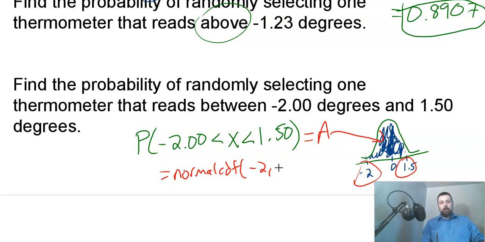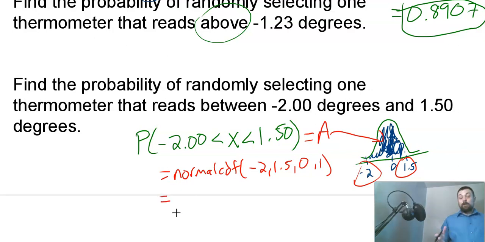The upper bound is 1.5. The mean is 0. I don't know why it's glitching on me all of a sudden. The mean is 0. The standard deviation is 1. So I type that into my calculator. Now what are you expecting? Are you expecting a big probability or a small probability?